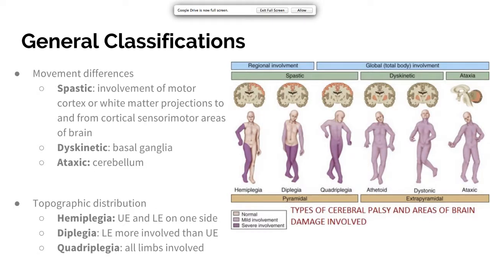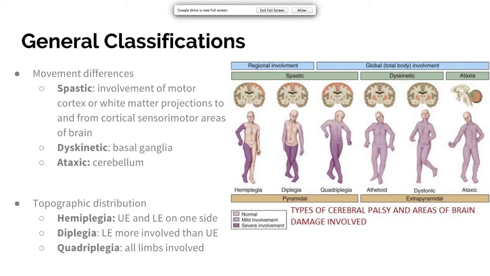There are two main ways to classify the impairments of cerebral palsy. These are called descriptors. The first descriptor is typically the movement difference. The movement difference describes the presentation of movement. The different types of movements are associated with damage to different parts of the brain. The movements are involuntary and cannot be controlled by the patient. Spastic cerebral palsy is the most common movement presentation, and it presents with quick, jerky movements. It is a result of damage to the cortex of the brain.